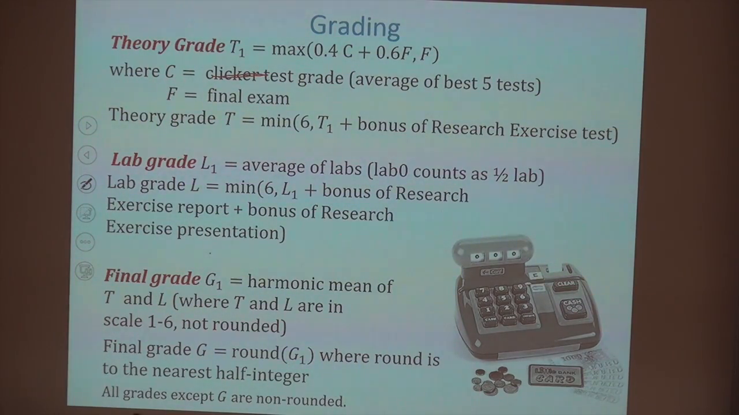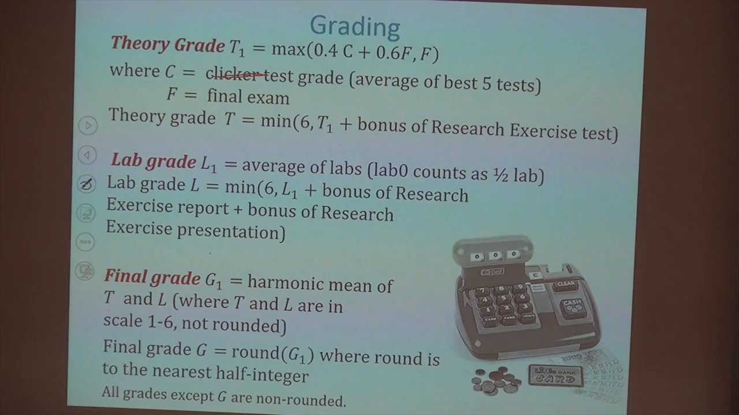The lab grade, the practice grade, is the average of all the labs. There are 7 labs, but in fact the first lab, called Lab 0, is a smaller one. It's done only this week, so it counts with a weight of 1/2. So this will give you the lab grade, plus if you have research exercise, you will have a bonus. And then the final grade is the mean of those two, theory and lab grade, with equal weights. With a twist, it's the harmonic mean.